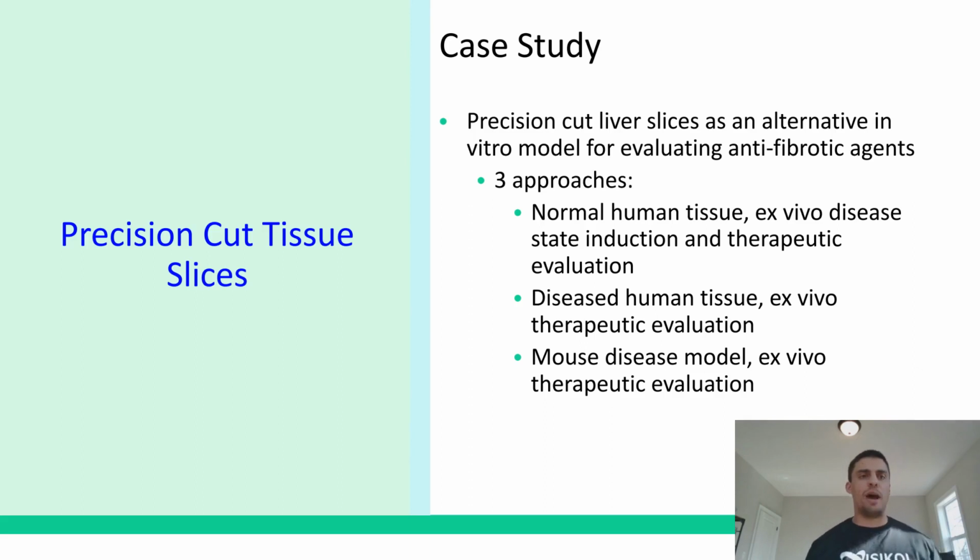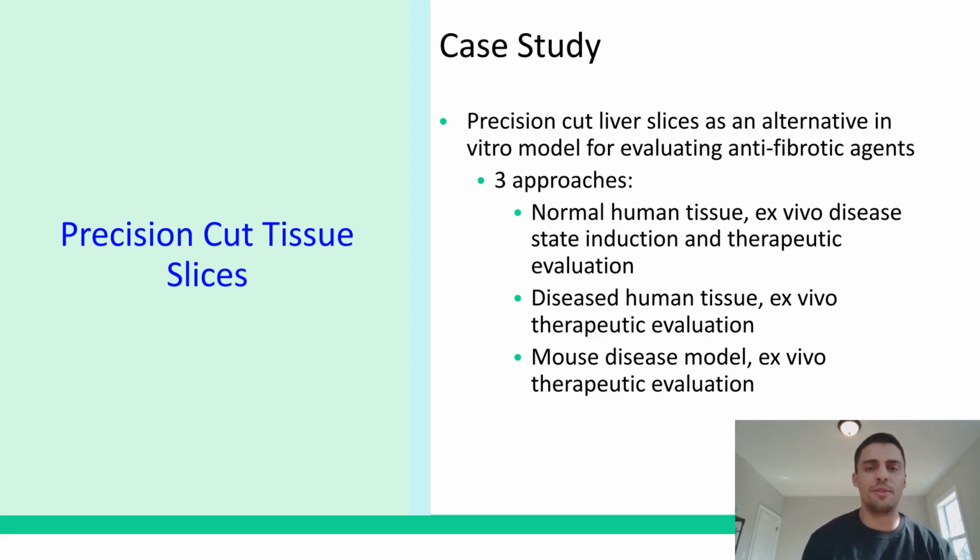The next assay we'll look into, and next model type, are precision cut tissue slices. In this case, PCLS, precision cut liver slices. Precision cut liver slices are an alternative type of in vitro model for evaluating antifibrotic agents as well as other research questions. We, as a company, have three different approaches. We have normal human tissue, we have diseased human tissue, and we also have mouse diseased tissue. In our normal human tissue, we can induce NASH, or we can just use them as normal human tissue. We've also done some work with HPV human tissue as well.